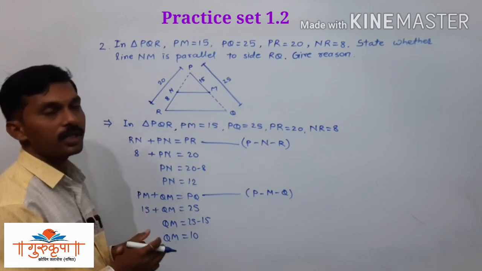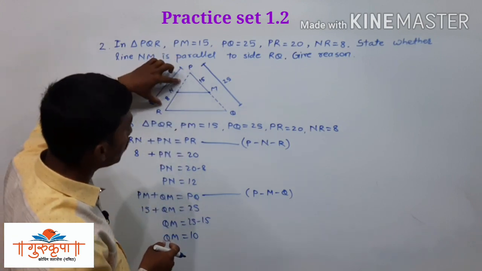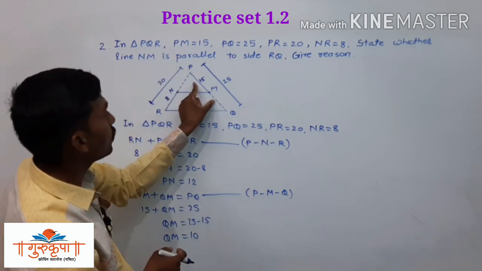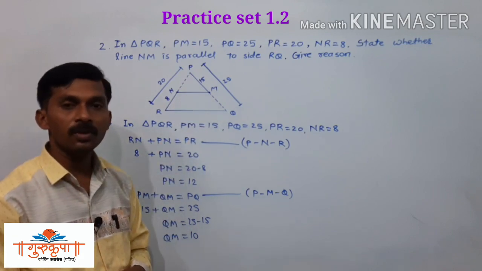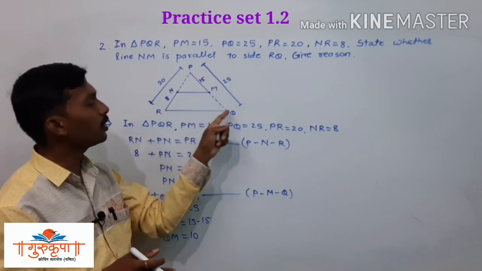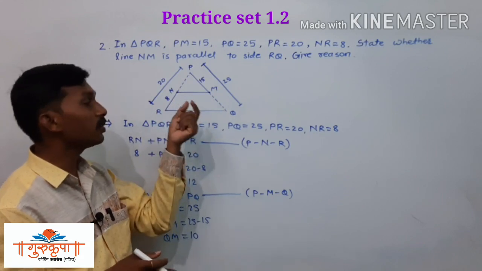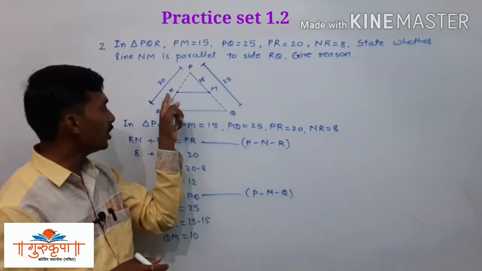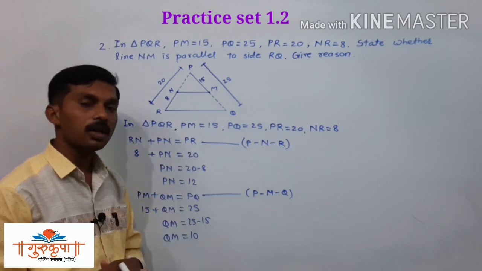And now we can easily find this ratio PN upon NR and this ratio PM upon MQ. If those two ratios are equal, then NM is parallel to QR, and if the ratios are not equal, then NM is not parallel to RQ.